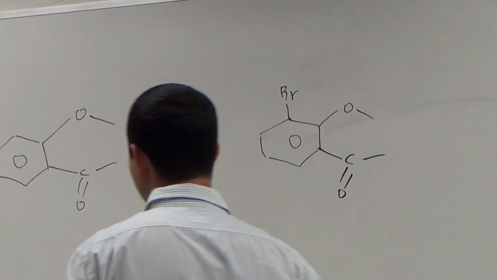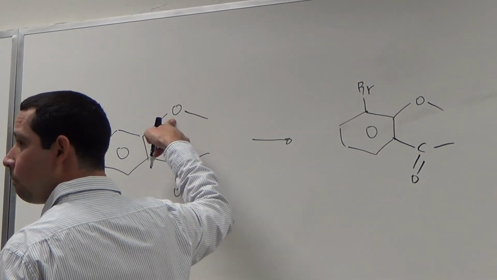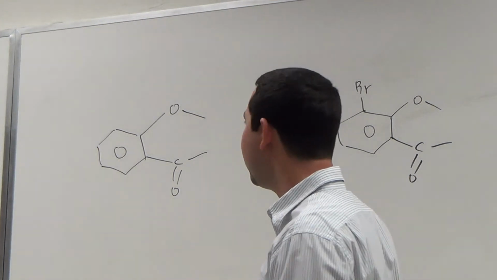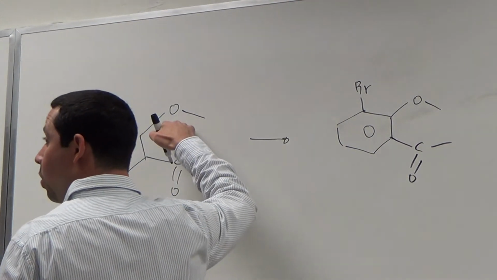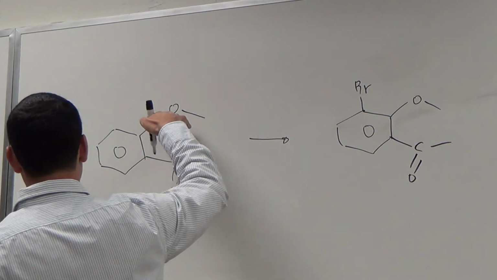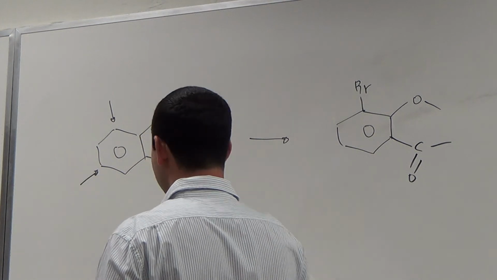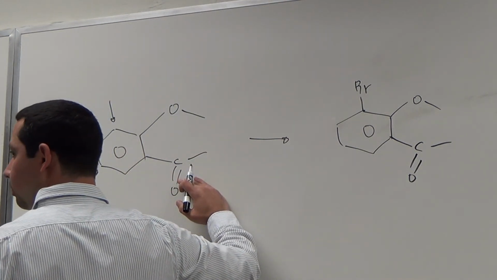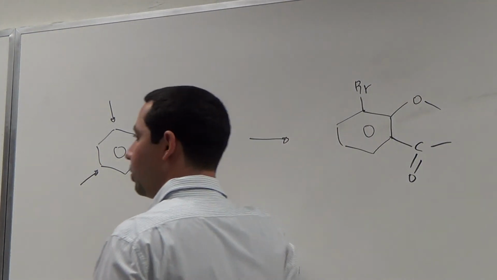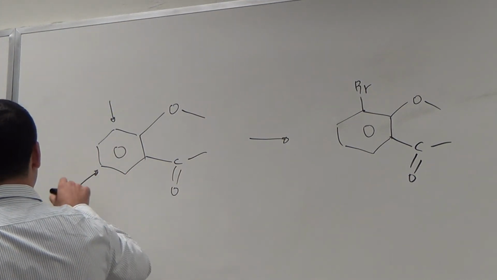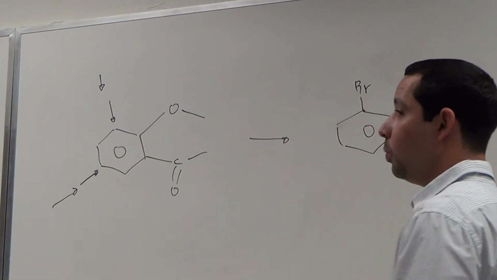So, what type of group is this? Directing group. Ortho, para, meta? Ortho-para. Ortho and para. And the ortho to that is taken care of. What is this? Meta. This is a meta director. And meta. We want this bromine to be where?